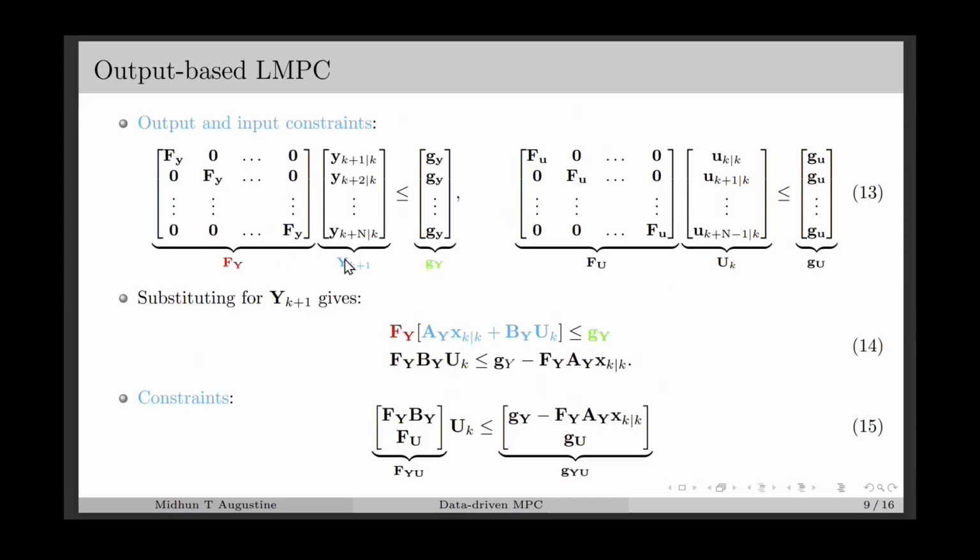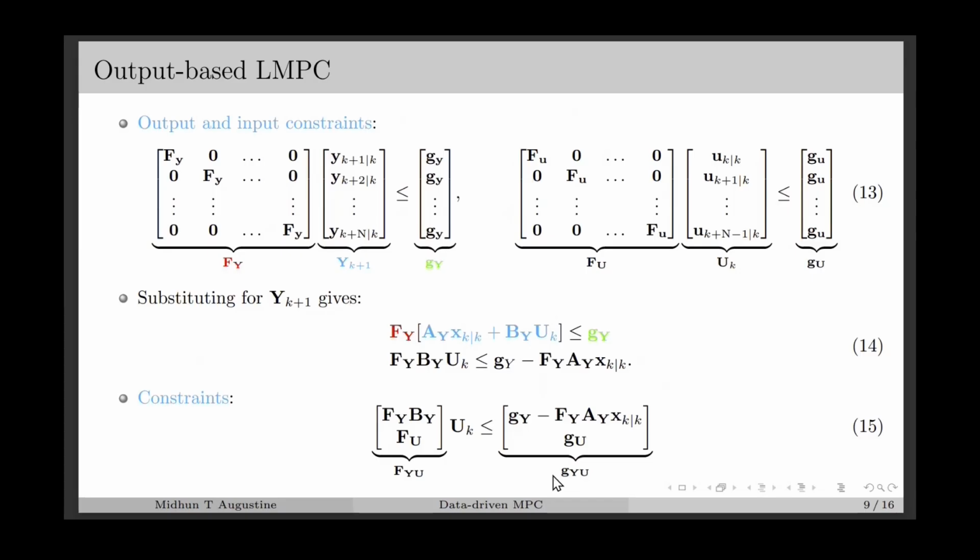And here also for capital Y(k+1), we can substitute the system equation, which gives us this expression. Here we can include only the terms with capital Uk on the left hand side and take all other terms to the right hand side, which will give us the final equation for the constraint as Fiu Uk less than or equal to Gyu, which is in the form of a linear inequality constraint.